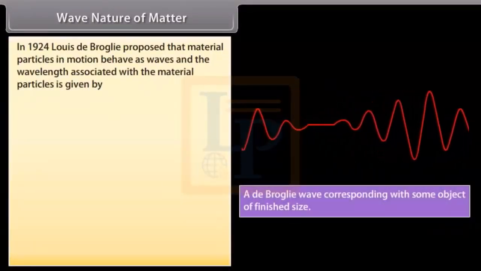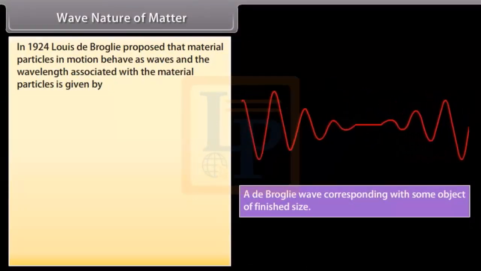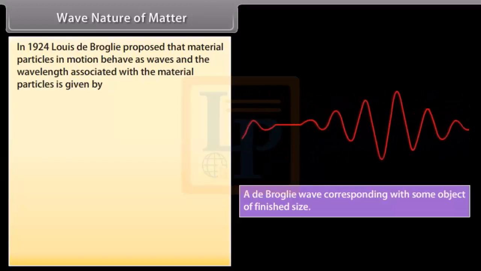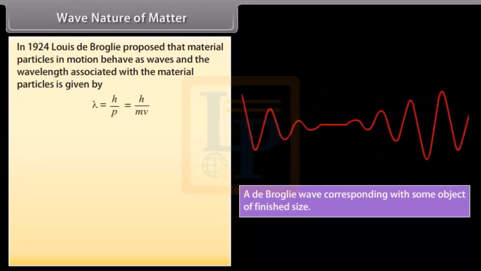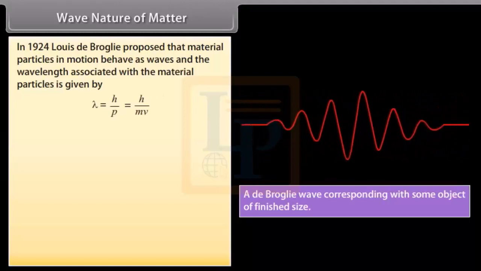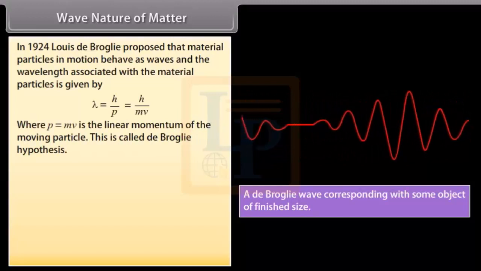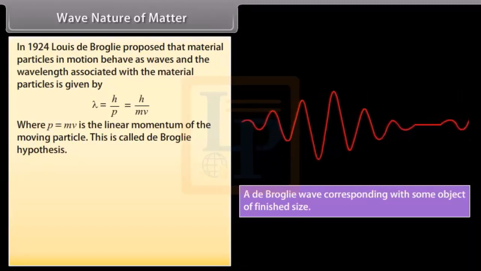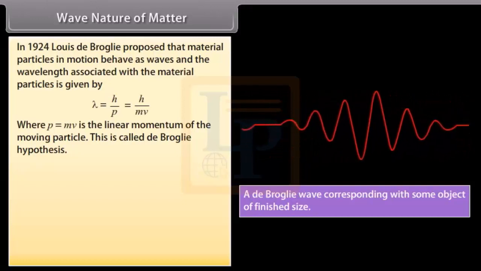Wave nature of matter. In 1924, Louis de Broglie proposed that material particles in motion behave as waves, and the wavelength associated with the material particles is given by lambda is equal to h by p, which equals h by mv, where p is equal to mv is the linear momentum of the moving particle. This is called de Broglie hypothesis.